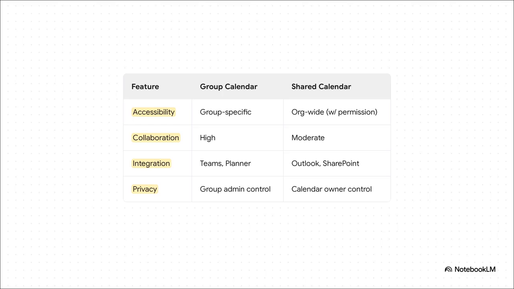The real difference boils down to integration and access. Here's the bottom line. If you need that deep, all-in-one integration with stuff like Teams and Planner for your project team, the group calendar is a no-brainer. It's the clear winner. But if your main goal is just broad visibility, think company holidays or booking a shared resource, then the shared calendar's flexible, org-wide approach is exactly what you're looking for.